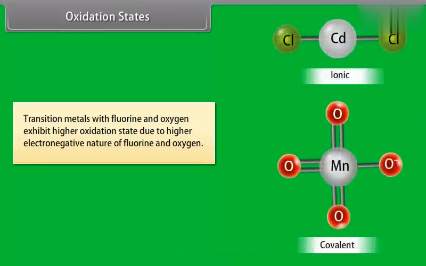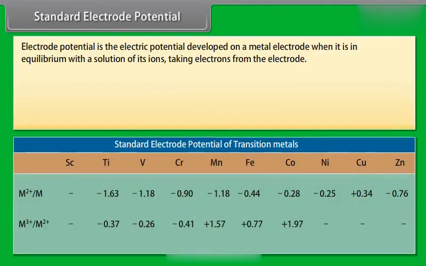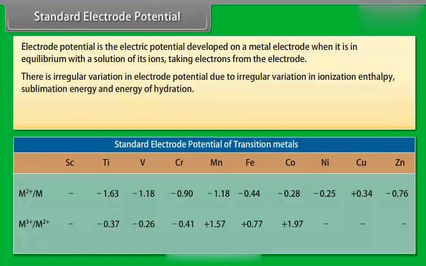Transition metals with fluorine and oxygen exhibit higher oxidation state due to the higher electronegative nature of fluorine and oxygen. Standard electrode potential. Electrode potential is the electric potential developed on a metal electrode when it is in equilibrium with a solution of its ions, taking electrons from the electrode. There is irregular variation in electrode potential due to irregular variation in ionization enthalpy, sublimation energy, and energy of hydration.